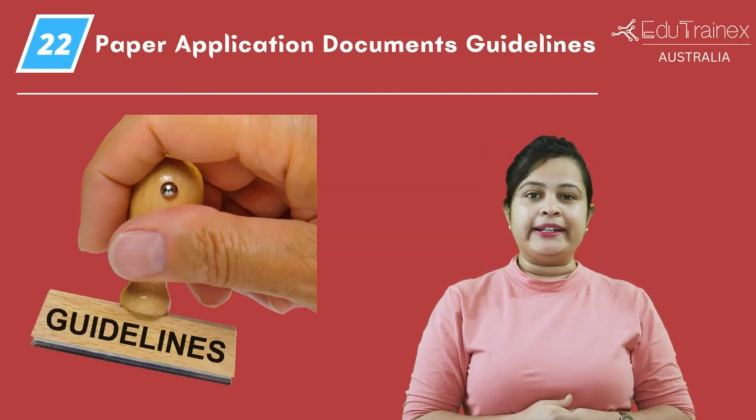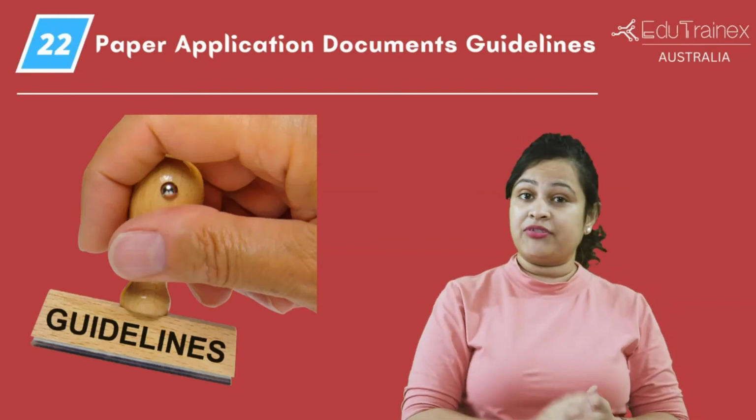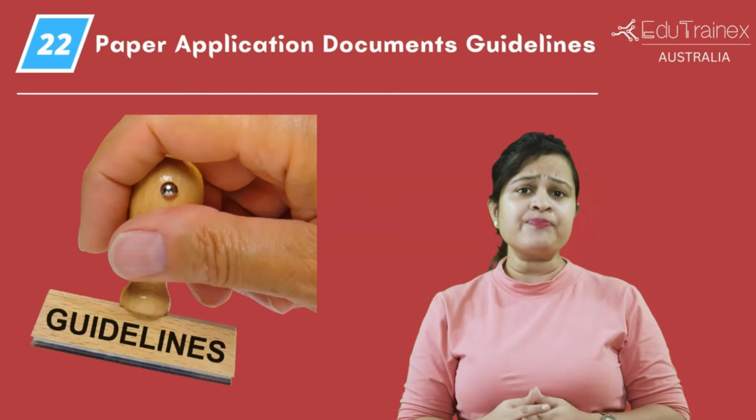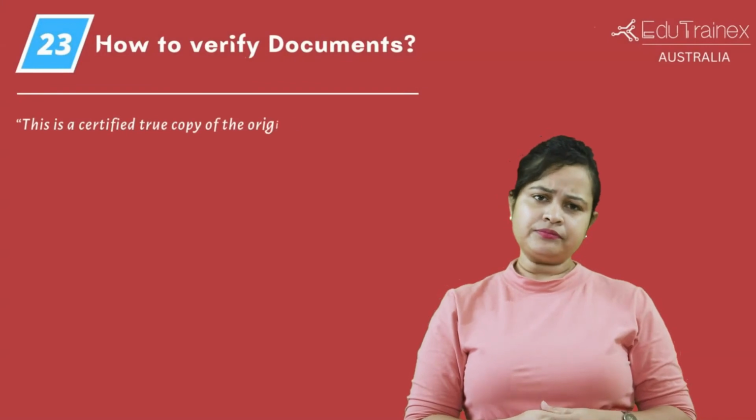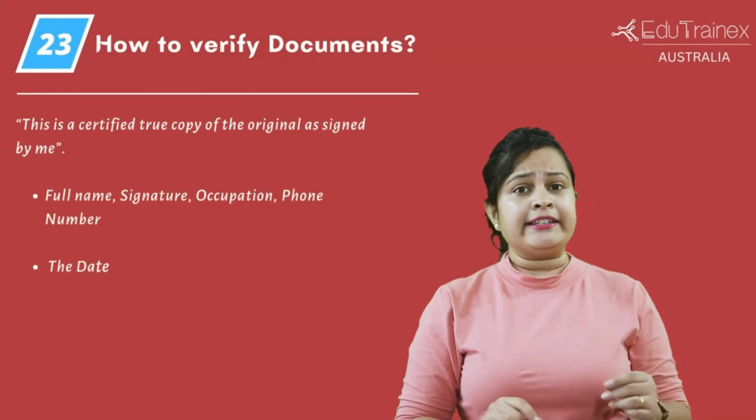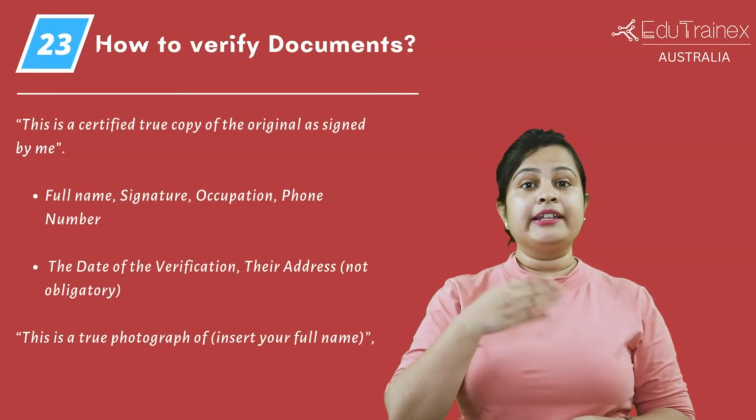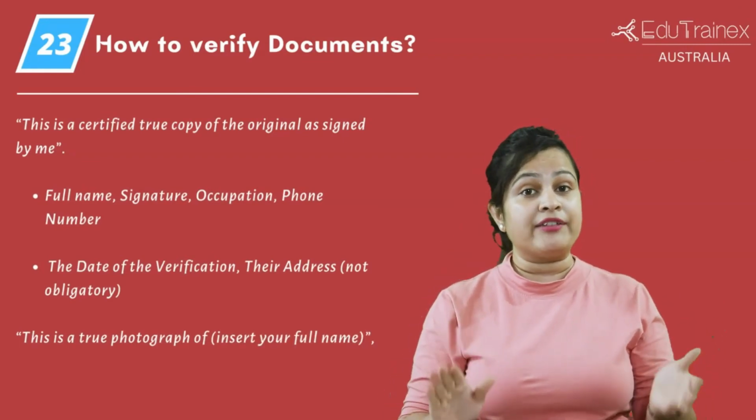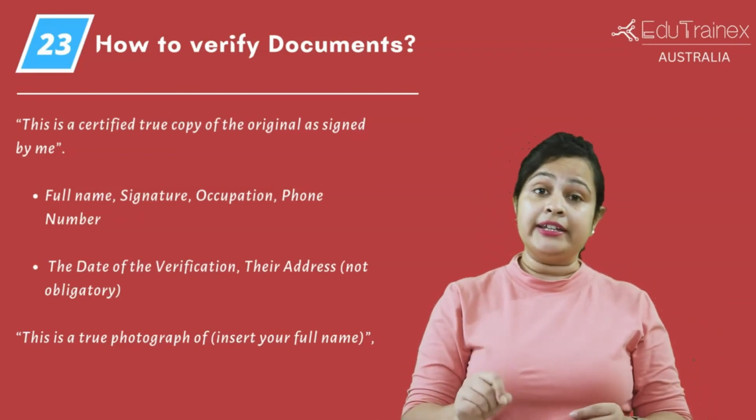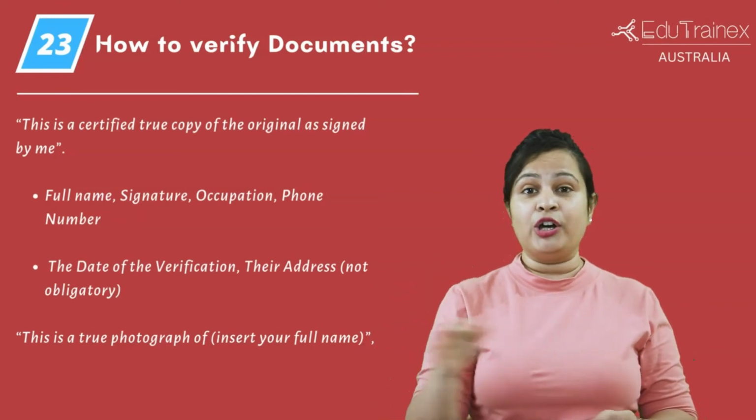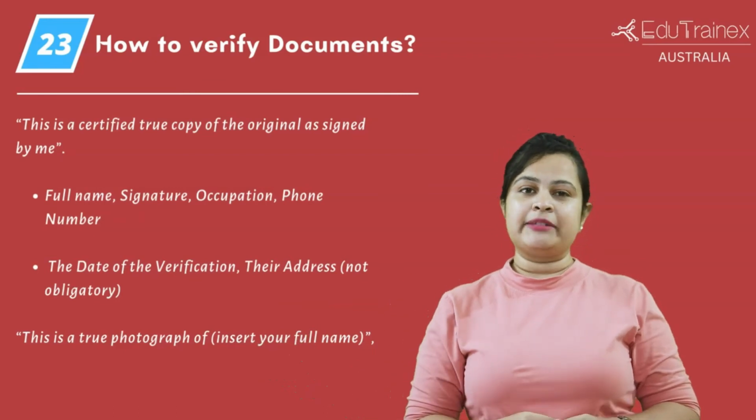When you submit a paper application for an Australia visa, your family certificates, that is birth certificate, marriage license, adoption papers, etc., have to be verified copies of the originals. Now, talking of verification, how can you get your documents verified? Firstly, make copies of your documents, then take both the versions to a person who can verify your documents. The person who verifies your documents has to write or stamp on your documents the following statement: This is a certified true copy of the original as signed by me.